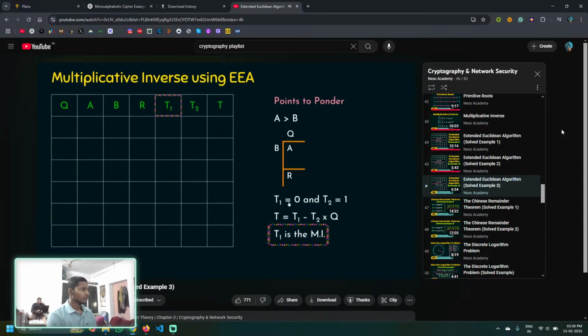In the first step of the calculation, we are going to use T1 and T2 as 0 and 1 respectively. So T1, T2 values will be filled, and we are going to compute T using this formula. T is equal to T1 minus T2 into Q, and we are going to run this algorithm till we encounter a situation where the division of A mod B cannot be performed. In that state, whatever we have in T1, that's the multiplicative inverse.